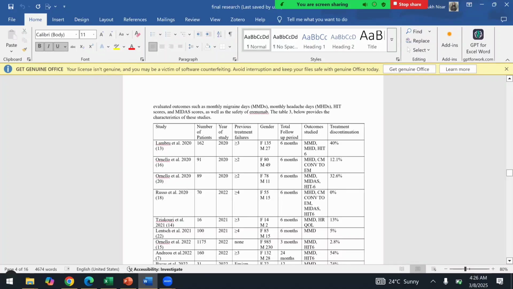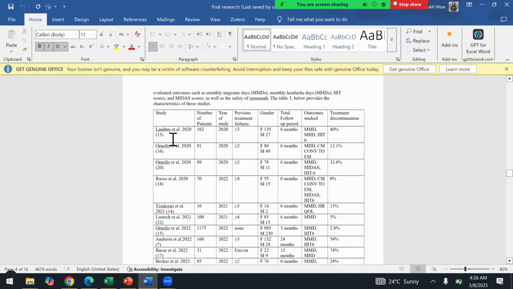And here you would make columns. For example, number of patients, year of study, previous treatment failures, gender, follow-up period, or total observation period. Outcome study, treatment discontinuation. You would choose these headings on the basis of your own paper, whatever you want to include or you don't want to include. So the headings that are common in all the papers, you would include them. So in the result section, 1 is the study characteristics of all of your finalized articles.